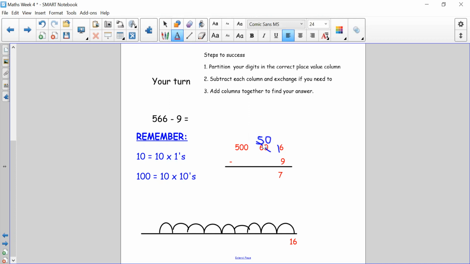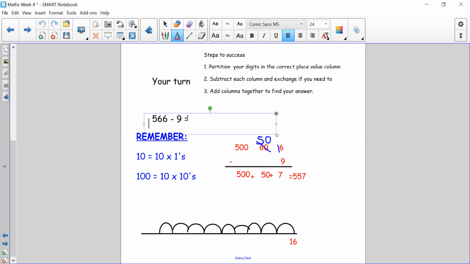So let's do our tens now. I have 50, take away nothing. I still have 50. Okay, although we exchanged, we still have 50. 500, take away nothing is 500. Now I need to recombine my answer. 500 plus 50 plus 7 equals 557. Now we need to make sure we put our answer back in our number sentence.